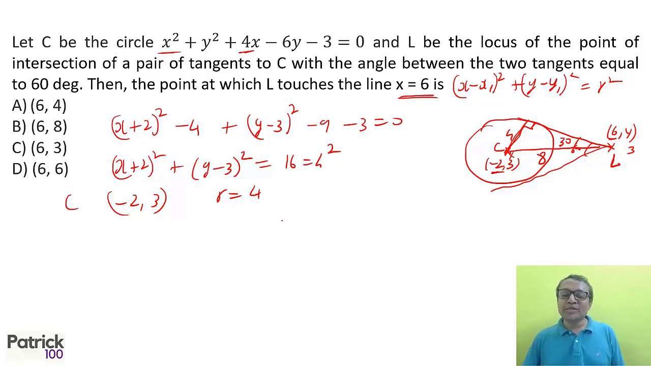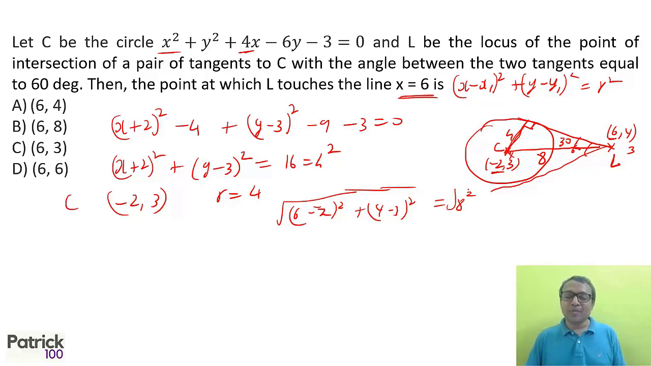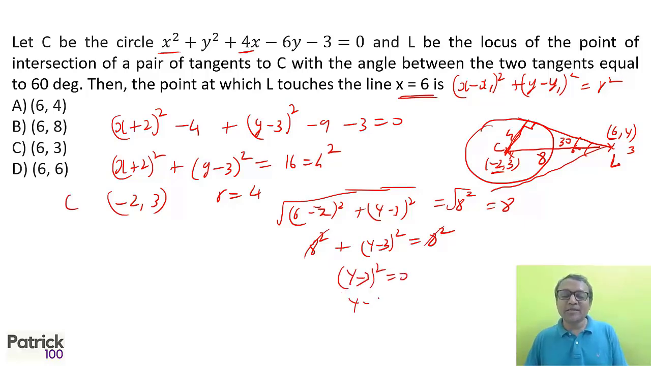Or you can use the distance formula. Root of (6 minus 2) the whole square plus (y minus 3) the whole square is equal to 8 square. This is 8. Square both sides and solve. 6 minus of minus 2 will become 8 square, plus (y minus 3) the whole square equal to 8 square. 8 square gets cancelled, so (y minus 3) square will be 0, y minus 3 will be 0, so we'll get y equal to 3. So the y coordinate will be 3, which is option C.